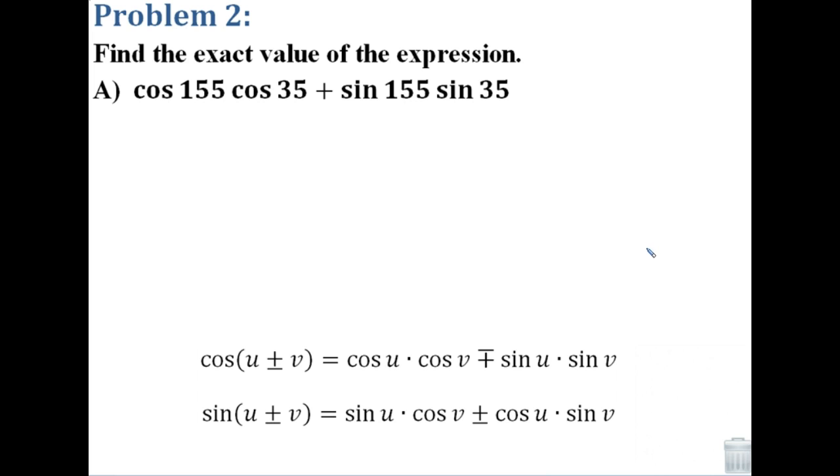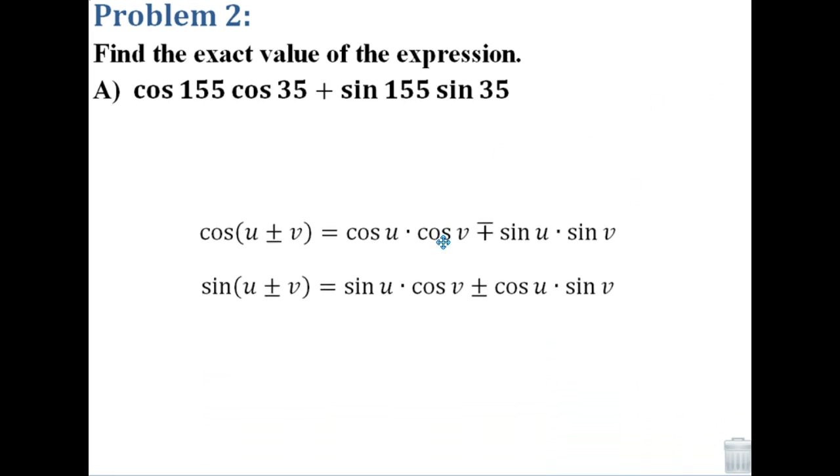All right, in problem 2, we're going to show you another way we can use these trig identities. In the first problem, we worked from the left side of the identities to the right side. Here we're going to be doing the opposite. So problem 2 says, find the exact value of the expression cosine 155 times cosine 35 plus sine 155 times sine 35. Now, 155 and 35 are not multiples of 30, 60, 45, or 90, so I'm not able to figure out the sine or cosine of those angles directly by hand. But what I can do is use my sum and difference identities backwards to rearrange it into something that hopefully I can evaluate by hand.